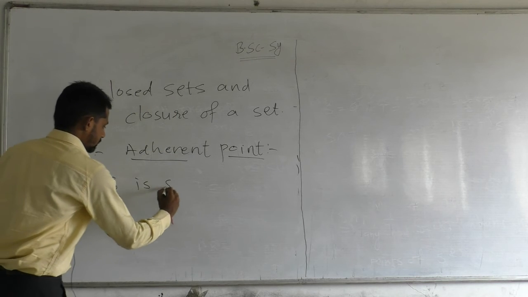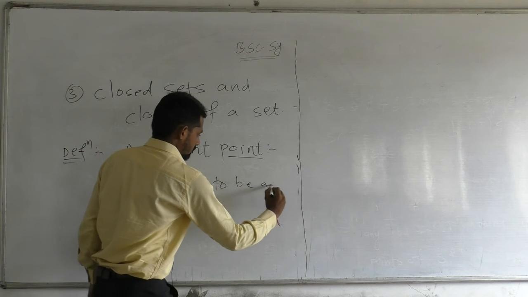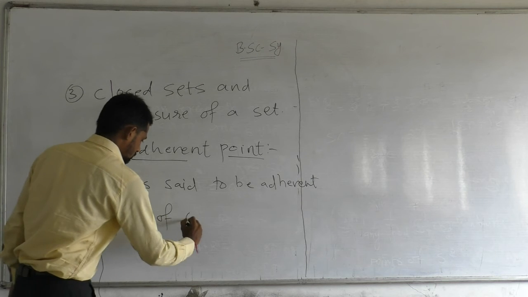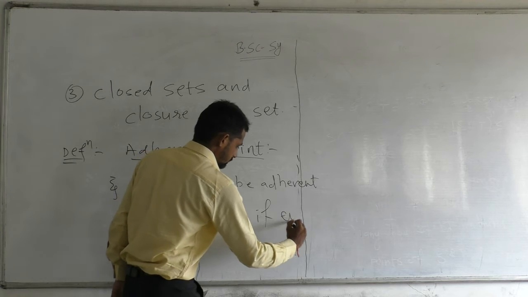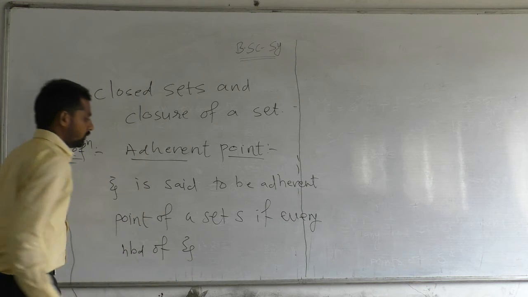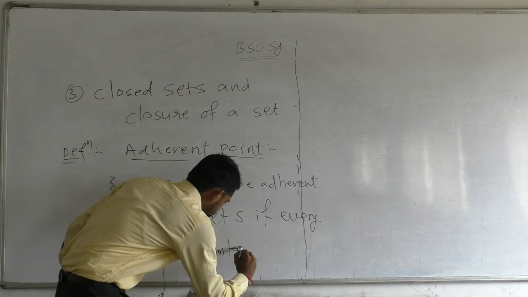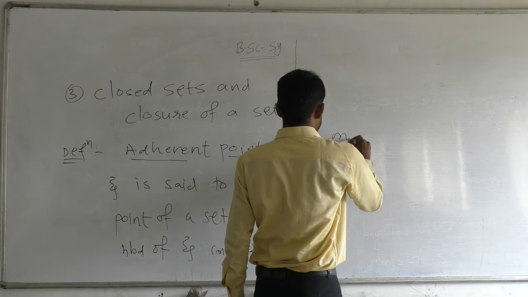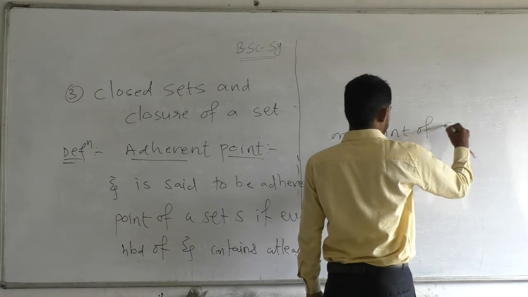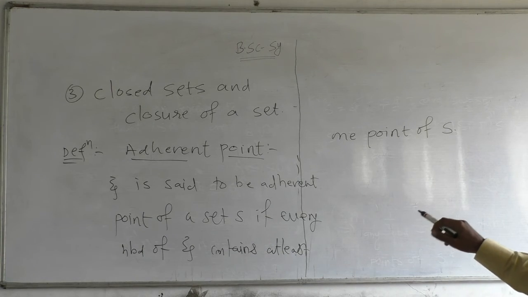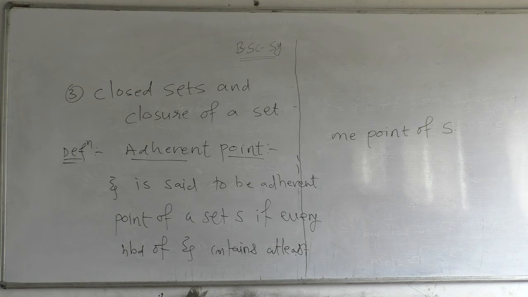Zeta is said to be an adherent point of a set S if every neighborhood of zeta contains at least one point of S. Zeta is said to be an adherent point of a set S if every neighborhood of zeta contains at least one point of S.